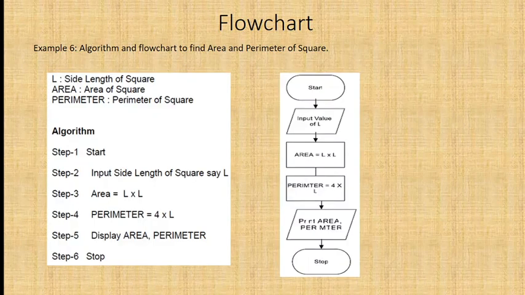Okay, the same. We want to find the area and perimeter of a square. So we start and then we get the input value of L. L is the side length of the square, and the area is this process, the area formula, and then we calculate the perimeter. This is a process, and then we print out the result, and then we stop.